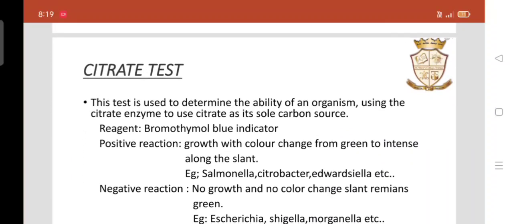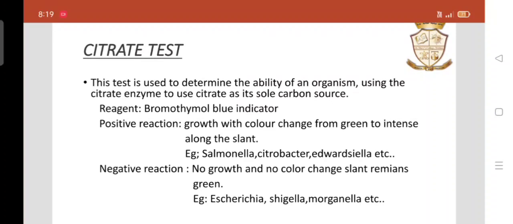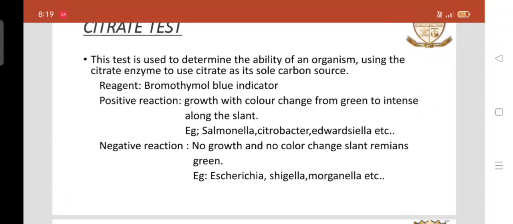Next test is citrate. This test is used to determine the ability of an organism to use citrate, via the citrase enzyme, as its sole carbon source. Reagent: bromothymol blue indicator. Positive reaction is growth with color change from green to intense blue. Example, Salmonella, Citrobacter, Edwardsiella, etc. Negative reaction is no growth and no color change, the slant remains green. Example, Escherichia, Shigella, Morganella, etc.